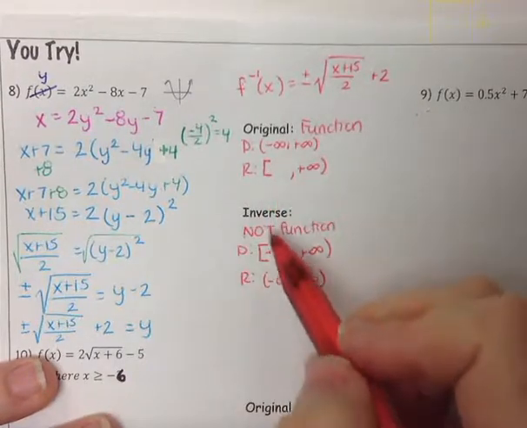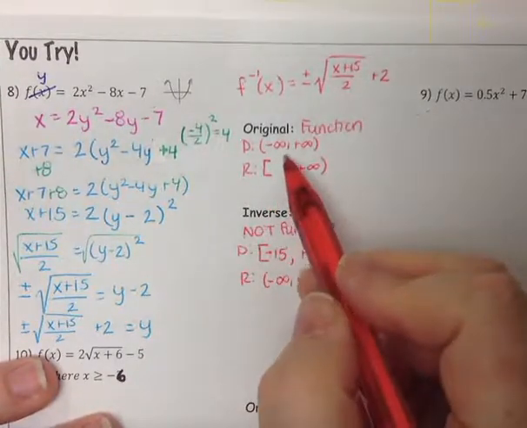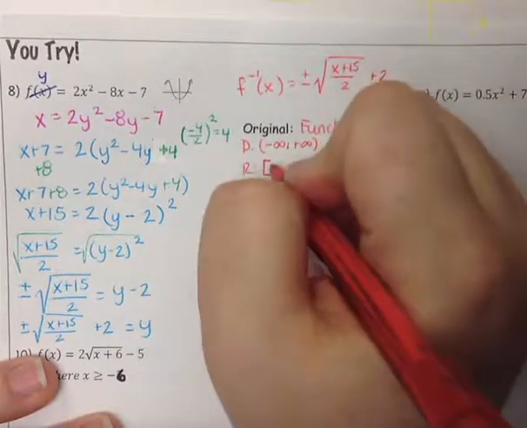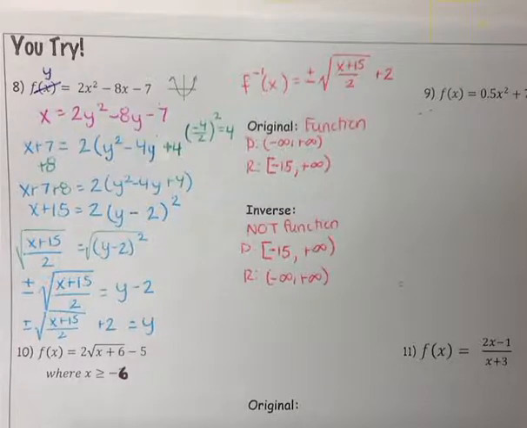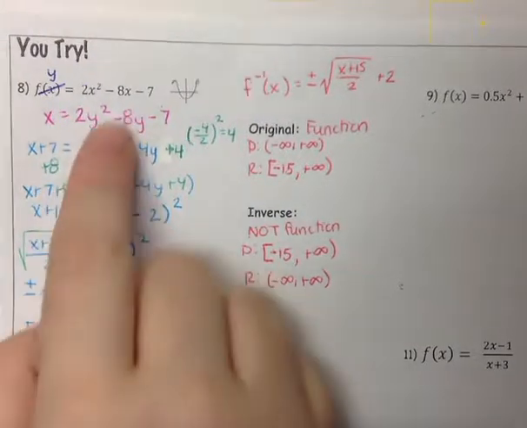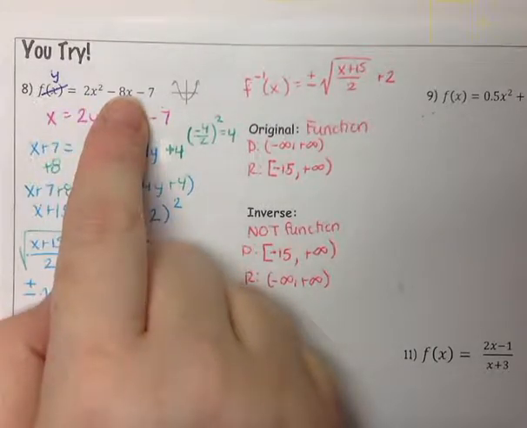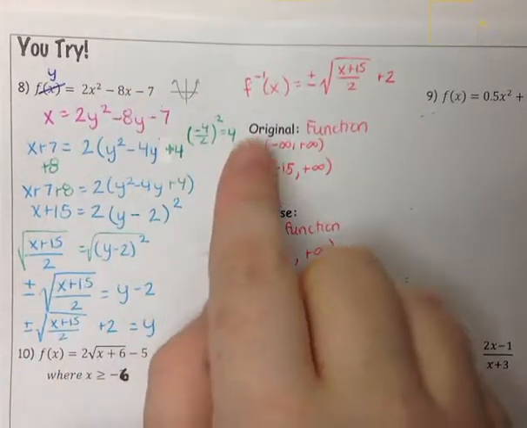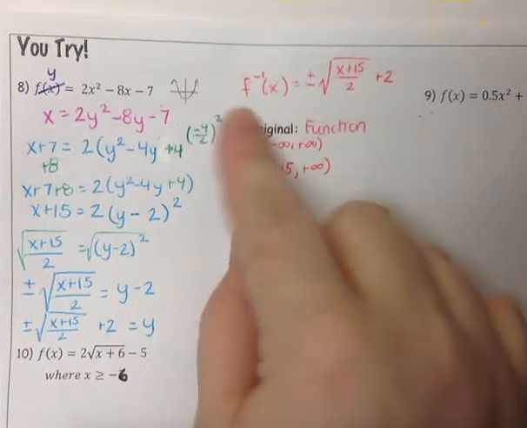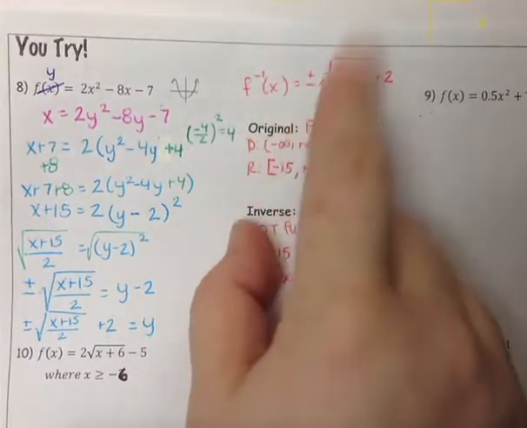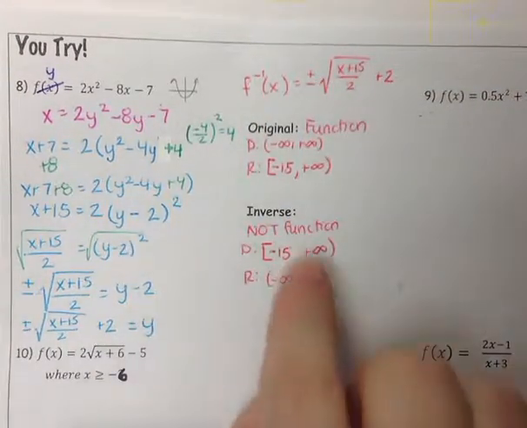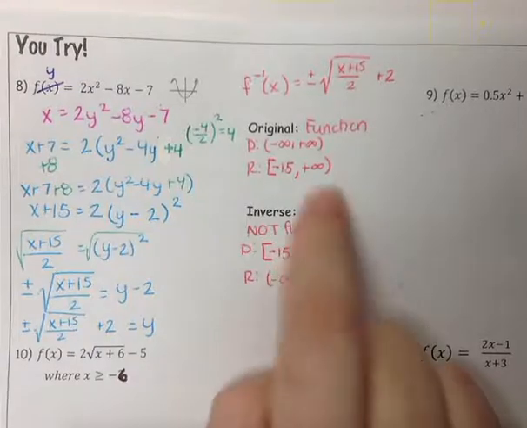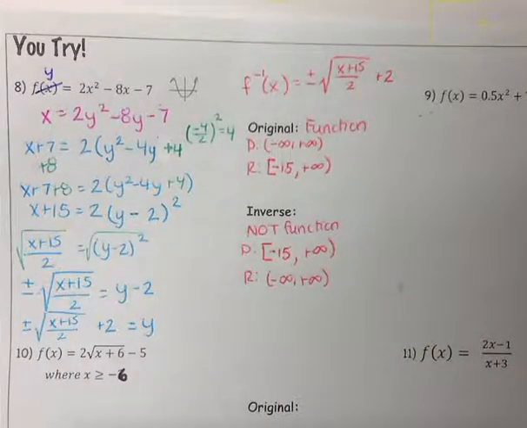Therefore, since we have the inverse domain, we have the original range. So that will also be negative 15 to positive infinity. In this case, again, you could not find the range from the original because it was not in vertex form. But you can find the domain of the inverse because it is in vertex form, in that function notation. So once we found the domain of the inverse, we automatically have the range of the original.